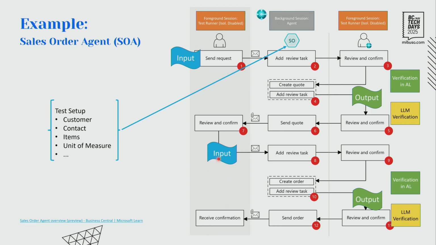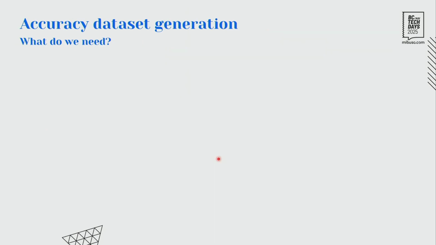We also need some system setup, like inventory setup and your number series, for example, so that we can do it statically in our test codeunit. All right, so what do we need finally? We need to first identify the test scenarios to start generating the accuracy test dataset.